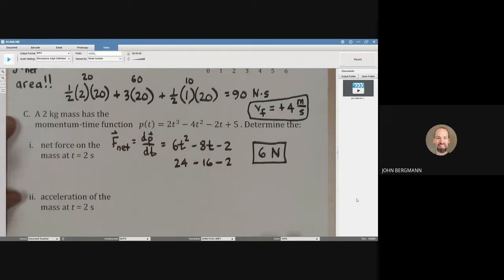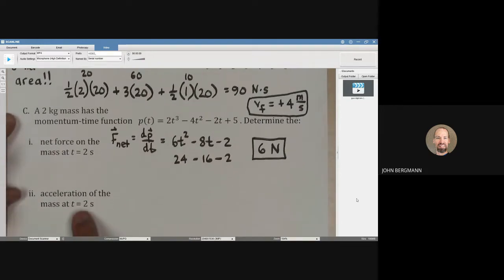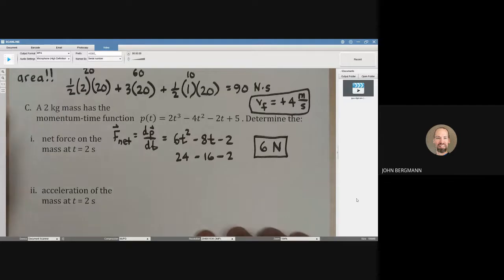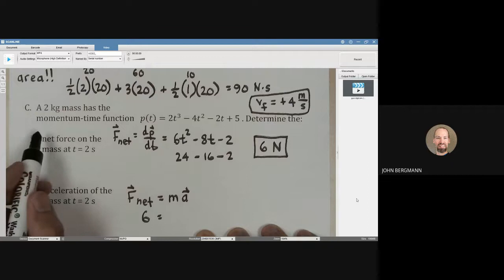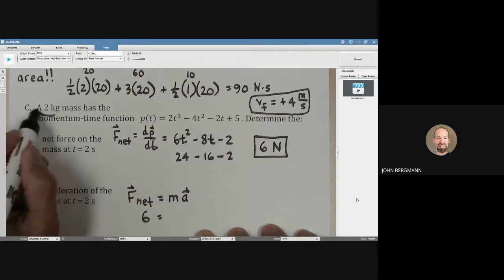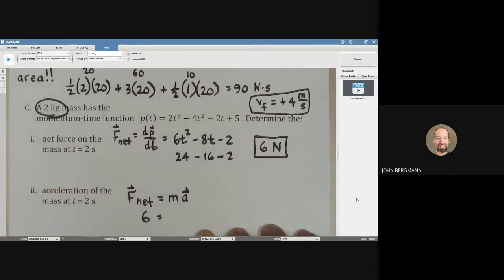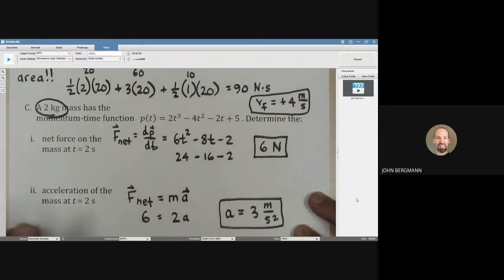What about the acceleration of the mass at 2 seconds? How many times have we used this equation, Newton's second law? At 2 seconds, the net force is 6, and the mass, we're told right there in the upper left corner of your screen at this moment, 2 kilograms. So what's the acceleration? Do we need a calculator for this? I hope not. 3 meters per second squared.